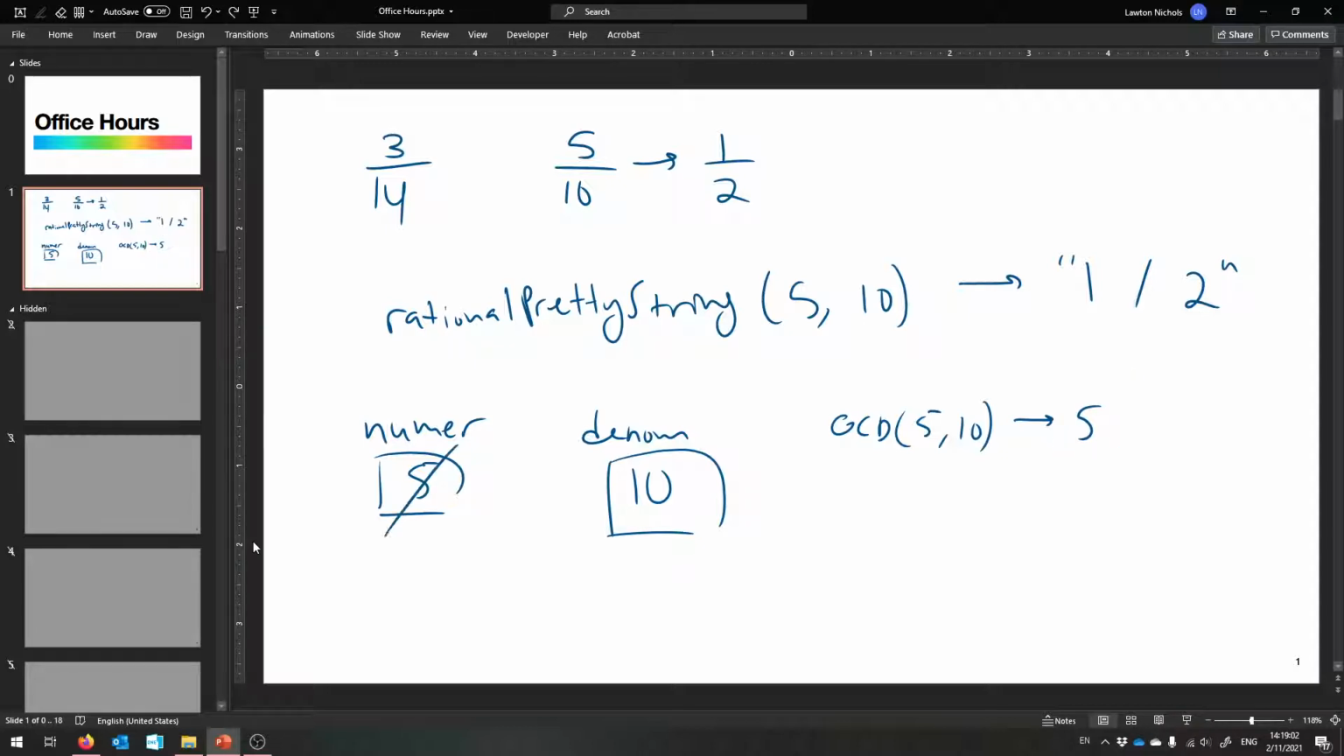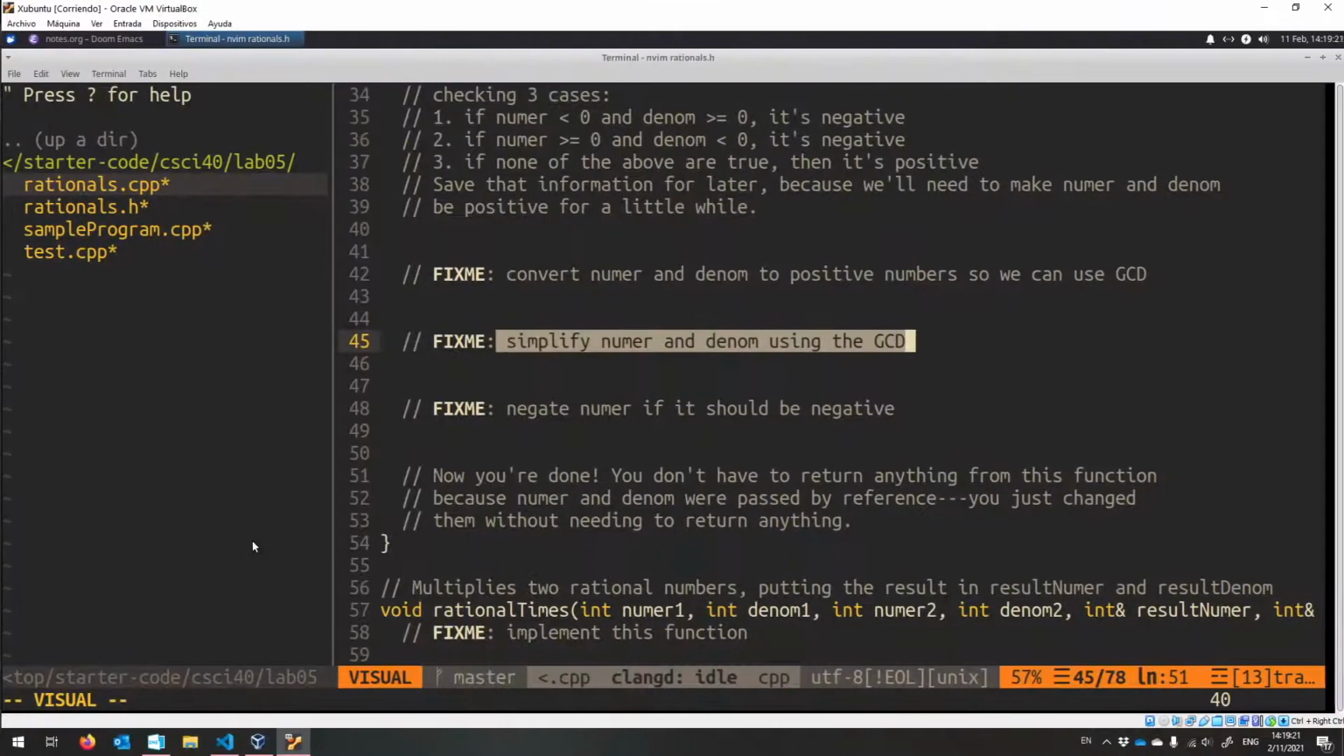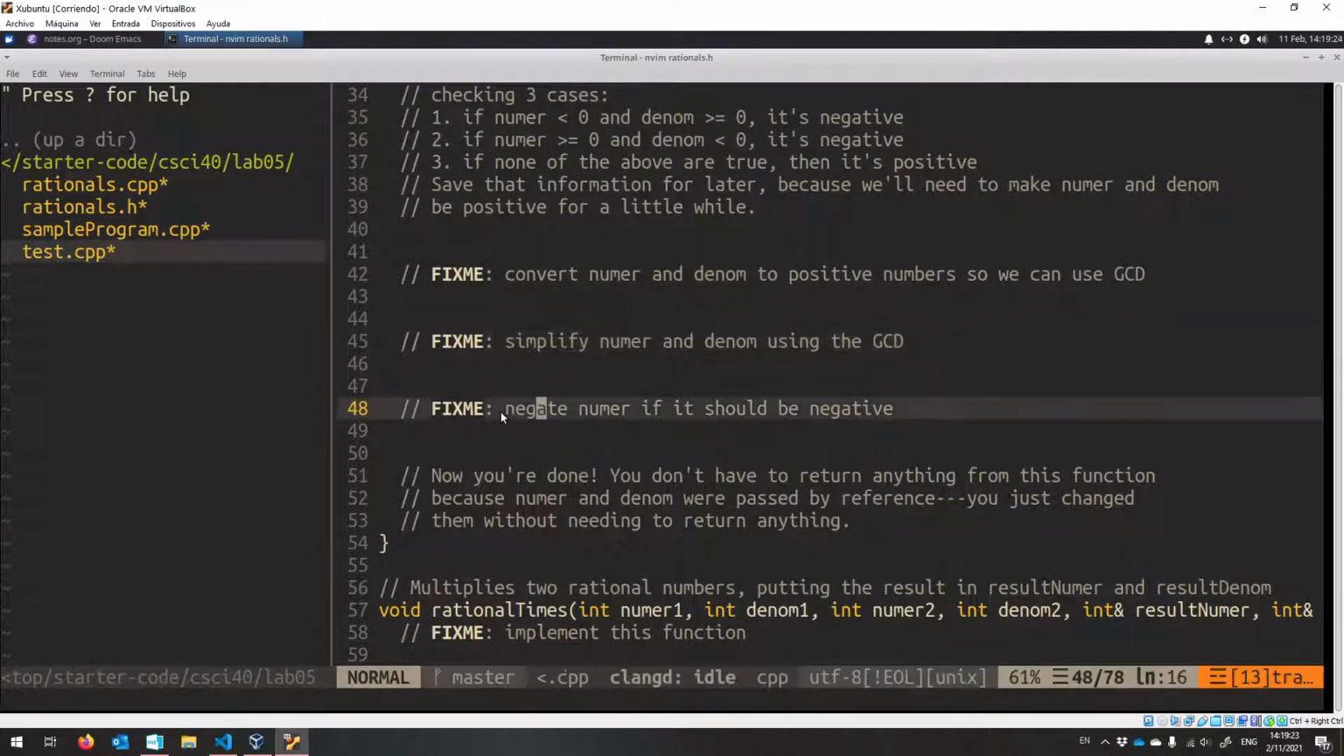So we do 5 over 5, which equals 1. And you can do integer division because you know there's nothing left over. It's a divisor. It goes into both of them cleanly. And then 10 becomes 10 over 5, which equals 2, okay? So that's how you can simplify a fraction using GCD. Okay? And then remember, if it was negative, you should negate numer. So that's a nice pretty fraction where the numerator is the one that's negative.